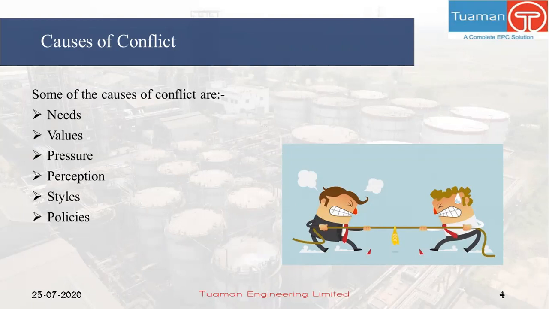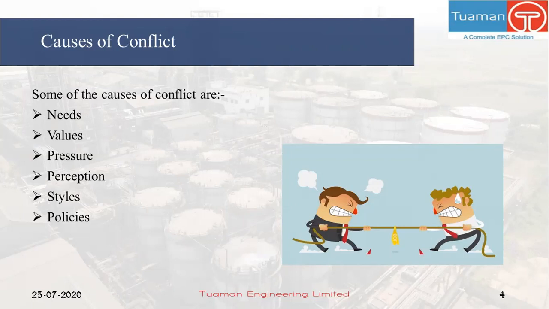Number one is needs. Number two is values. People come from different cultures having different values, and because of this also a conflict arises. Pressure: people respond very differently to pressure. Some people can really crack under pressure, whereas certain people can stay calm and reduce the conflict in a very nice manner. Next, people have different perceptions or evaluation systems. People perceive the same thing in a different manner, which may also cause a conflict.